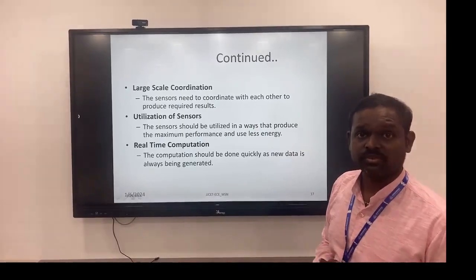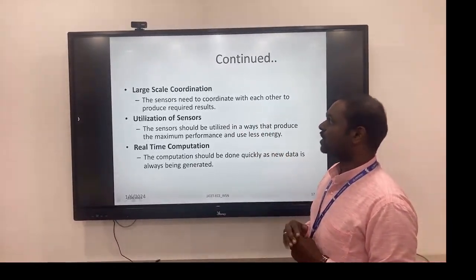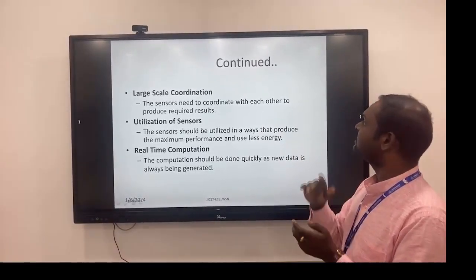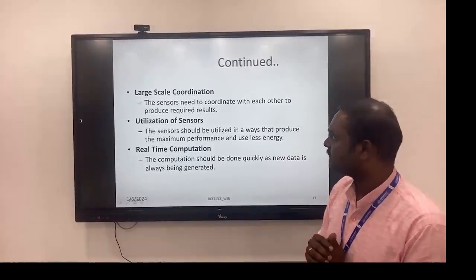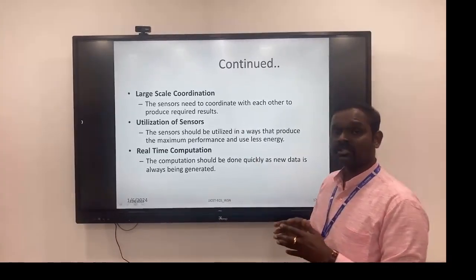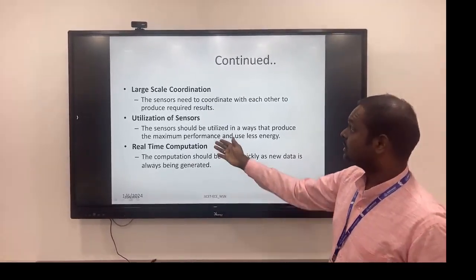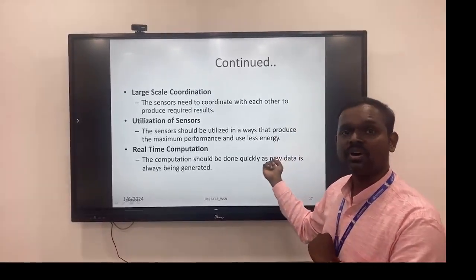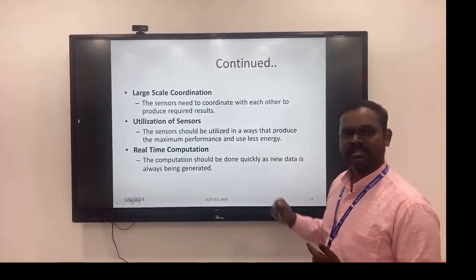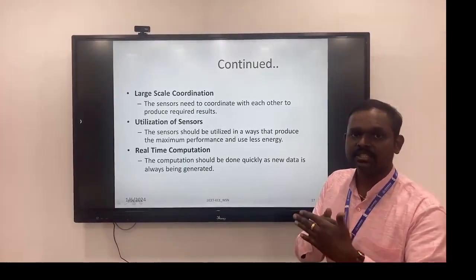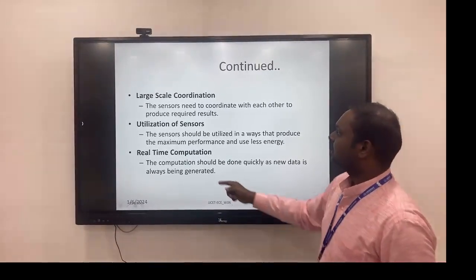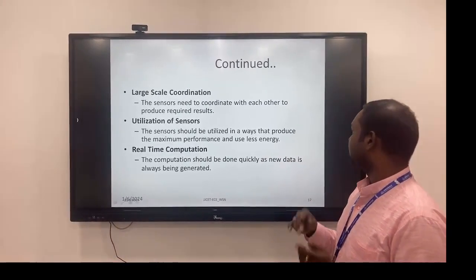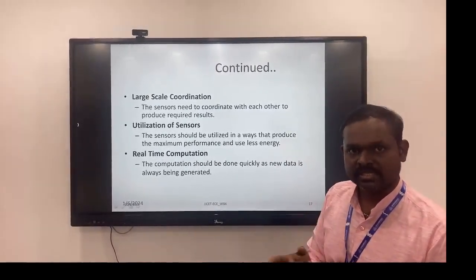This is the continuation of it. Large scale coordination should be there. I mean, the sensors need to coordinate with each other to produce the required results. Utilization of sensors is very important here. The sensors should be utilized in a way that produces maximum performance with less energy. The energy consumption should be very low. Real-time computation: the computation should be done quickly, as new data is always being generated.